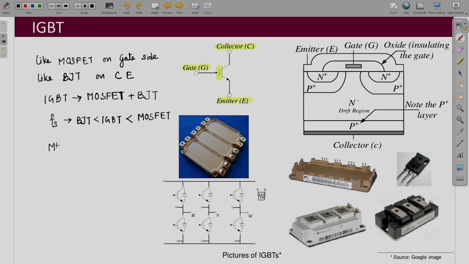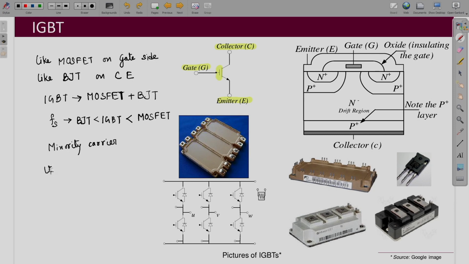So, as I told you, another important thing that you should remember is that these are minority carrier devices. Minority carriers also participate in the conduction through the IGBT, and that lowers the on-state voltage drop in your IGBT. So, your collector to emitter on-state voltage drop is smaller than MOSFETs.